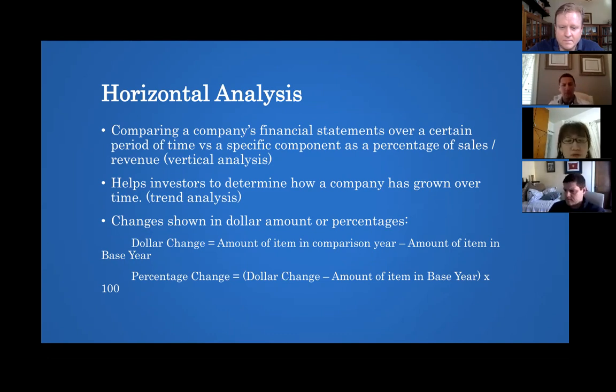And in general, horizontal analysis can be done in two ways. One is looking at the absolute dollar change, which is defined by the amount of the item in the comparison year, minus the amount of the item in the base year, which means the year that you are looking at, minus the amount of the item in the base year. Or you can also look at it in terms of percentage change. The formula is dollar change divided by the amount of the item in the base year, multiplied by 100. Next slide, please.